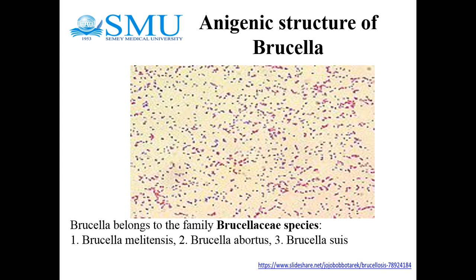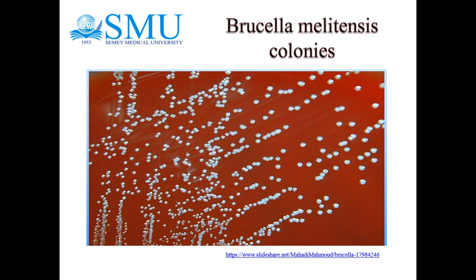Brucella belongs to the family Brucellaceae. Species: Brucella melitensis, Brucella abortus, and Brucella suis. Brucella melitensis colonies on blood agar are shown in this slide.